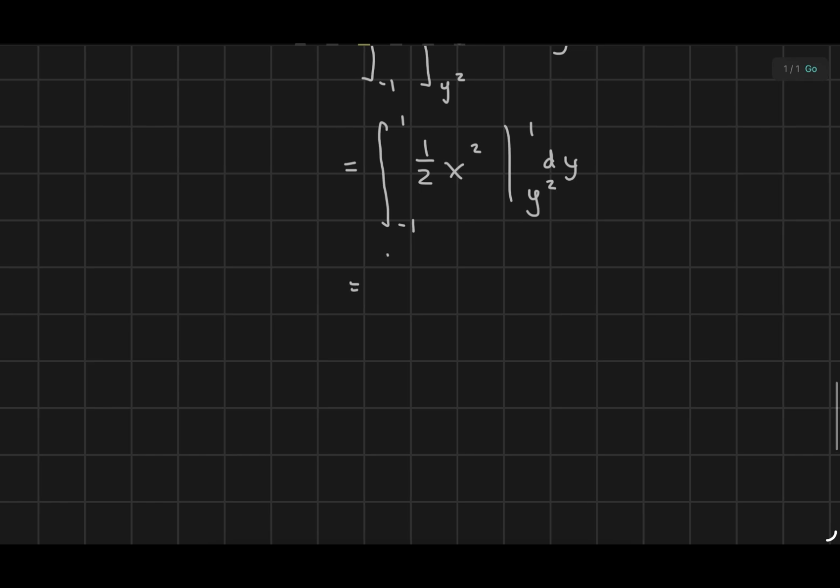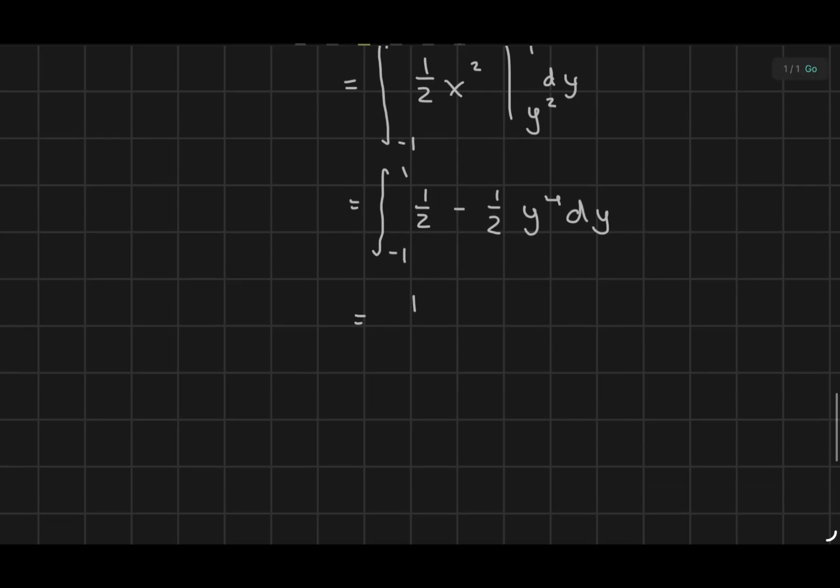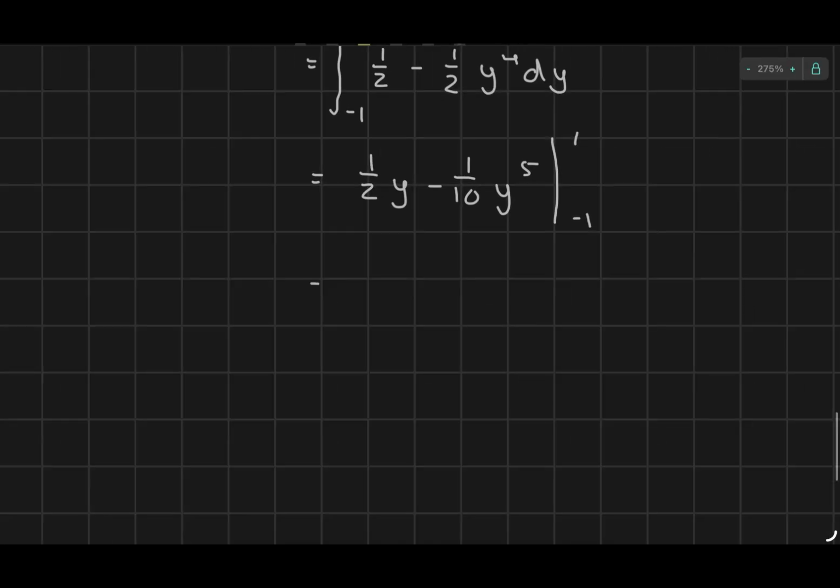This is going to be equal to the integral from negative 1 to 1 of 1/2 minus 1/2 y to the 4th dy, which is going to be equal to 1/2 y minus 1/10 y to the 5th from negative 1 to 1. This is going to be equal to 1/2 minus 1/10 minus negative 1/2 plus 1/10.